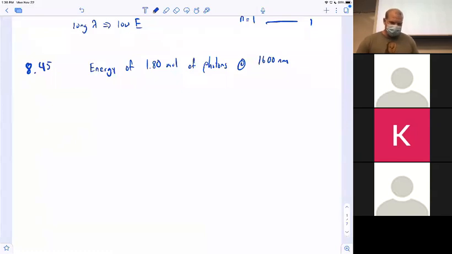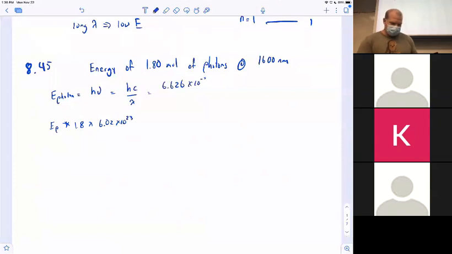So 1.8 moles of photons at 1600 nanometers. The energy of a photon is E, which is h nu, which is hc over lambda, as mentioned before. Then all we have to do is take the energy of the photon and multiply it by 1.8, then by Avogadro's number, 6.02 times 10 to the 23rd. So put in the numbers.